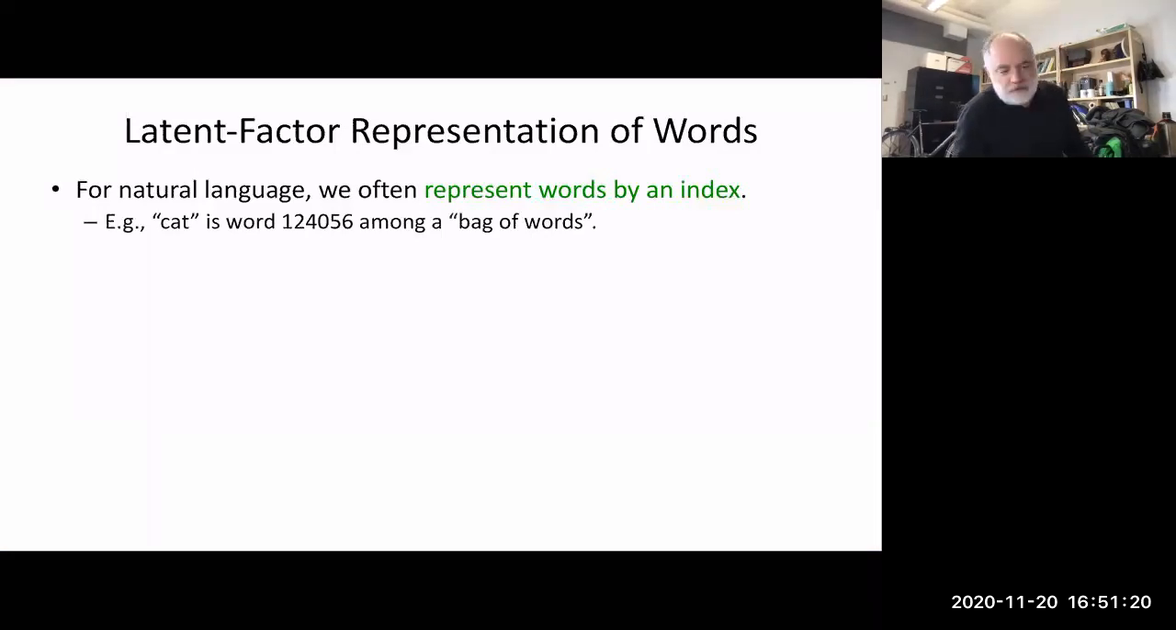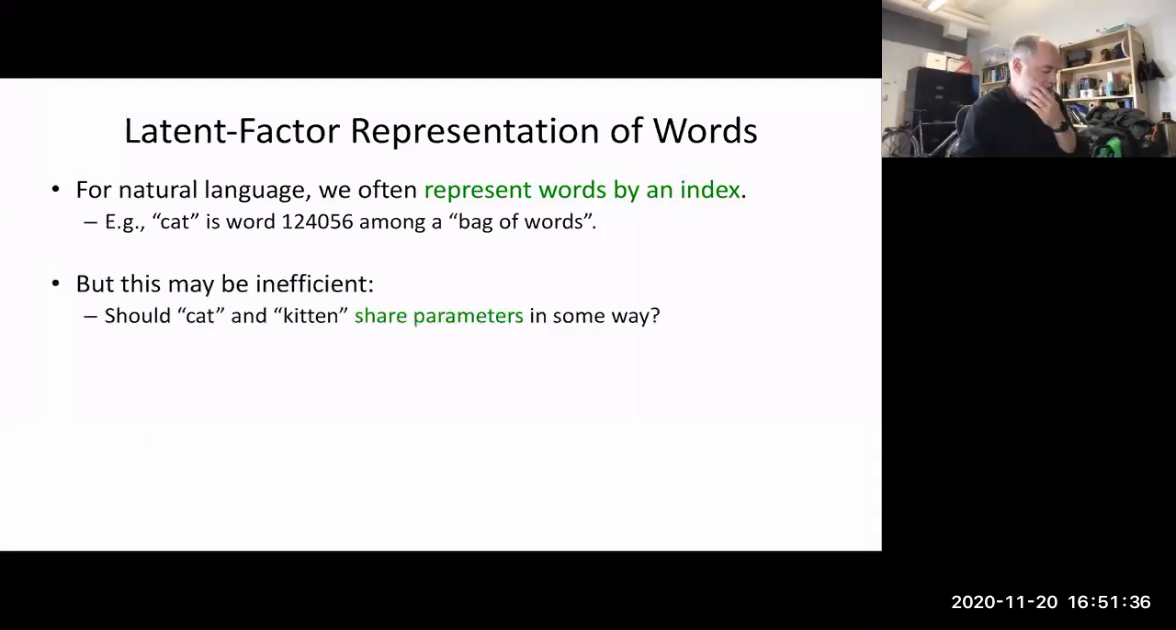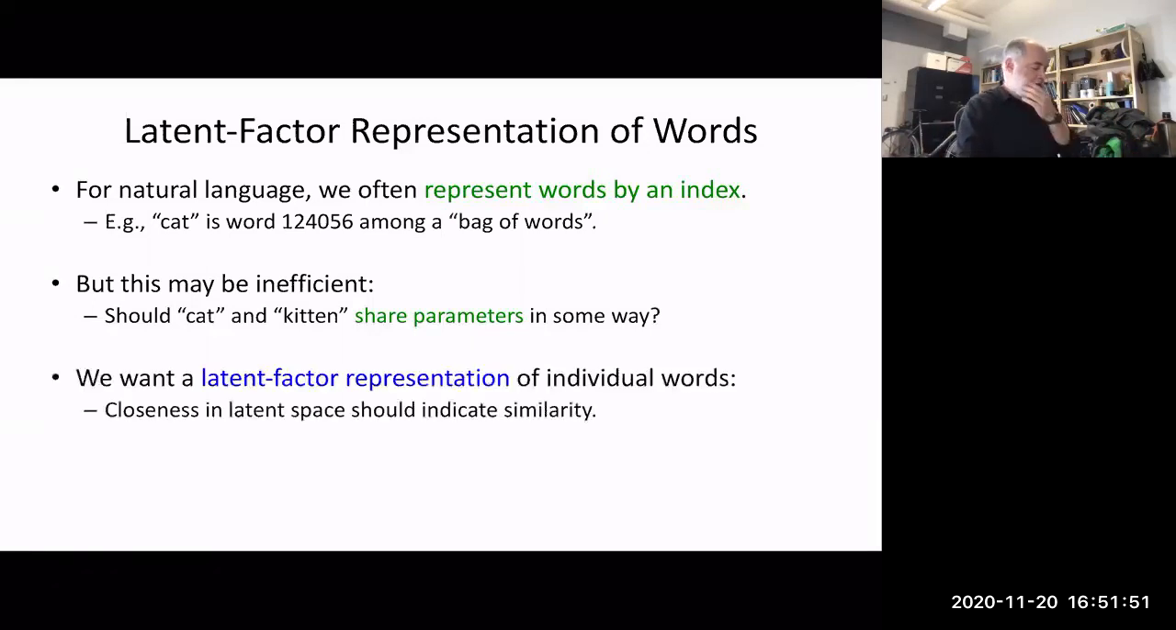So in everything we've talked about so far, the words are just represented by an index. Cat is word 124,056, right? Out of a bag of words, all of your dictionary entries, a couple hundred thousand in English. This is clearly not an efficient representation of words. Aren't cat and kitten kind of close, but if you just have numbers that represent their dictionary entries, they're actually rather far apart. So this is kind of dumb, however you're going to use the data.